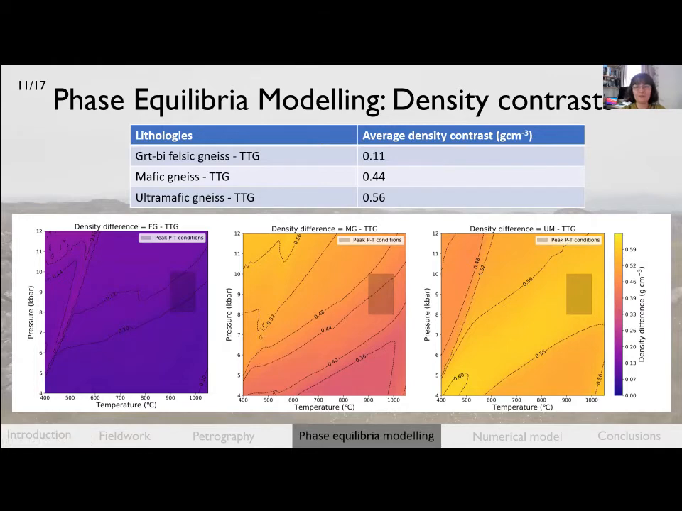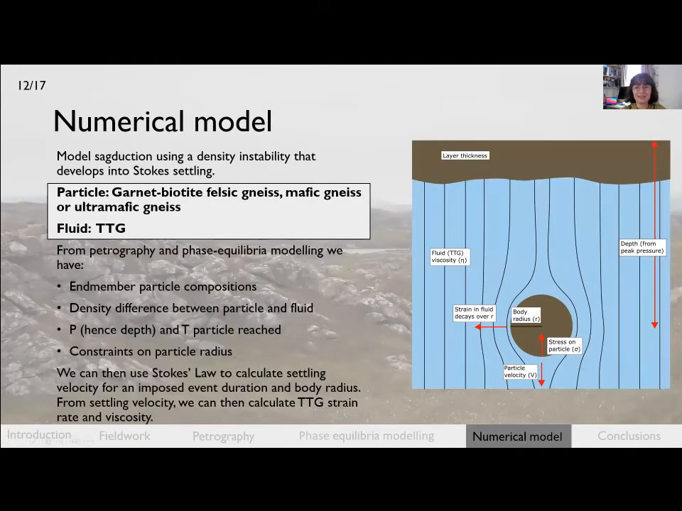We can now use the information that we've just got to provide constraints on a model of sagduction. Firstly, I'll just briefly outline the model used. To model sagduction, we have a dense layer overlying a less dense layer, giving a density instability. This instability develops into a solid particle falling through a viscous fluid. The particle is made of one of the non-TTG lithologies, and the viscous fluid is made of TTG. We model the particle as falling through Stokes settling throughout the whole sagduction event, as this is the fastest the particle could move, and the model is designed to give sagduction the best chance at succeeding.